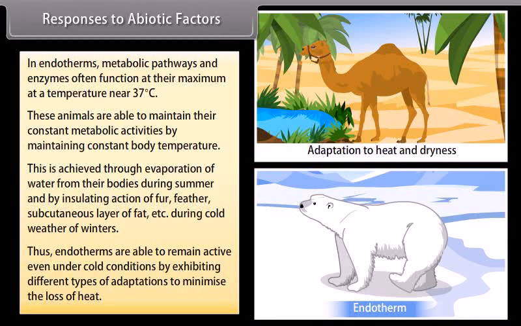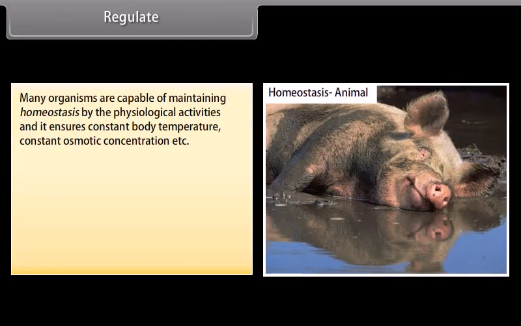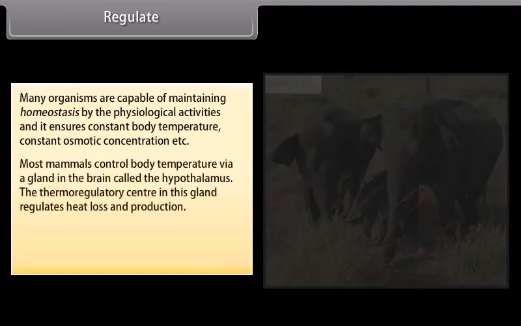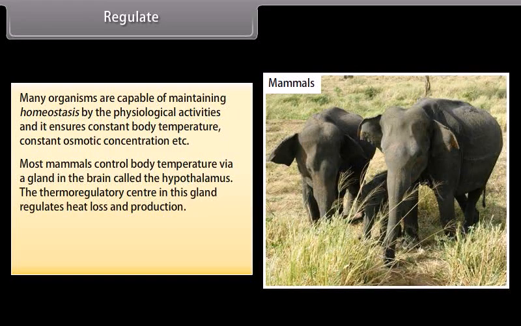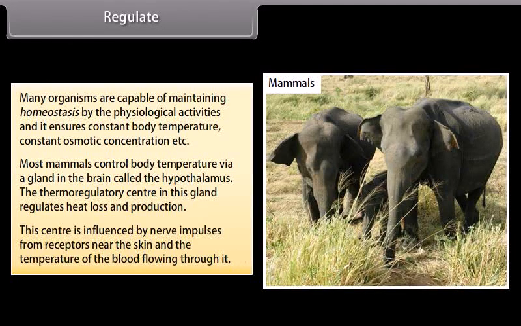Thus, endotherms are able to remain active even under cold conditions by exhibiting different types of adaptations to minimize the loss of heat. Regulate. Many organisms are capable of maintaining homeostasis by the physiological activities, and it ensures constant body temperature, constant osmotic concentration, etc. Most mammals control body temperature via a gland in the brain called the hypothalamus. The thermoregulatory center in this gland regulates heat loss and production. This center is influenced by nerve impulses from receptors near the skin and the temperature of the blood flowing through it.